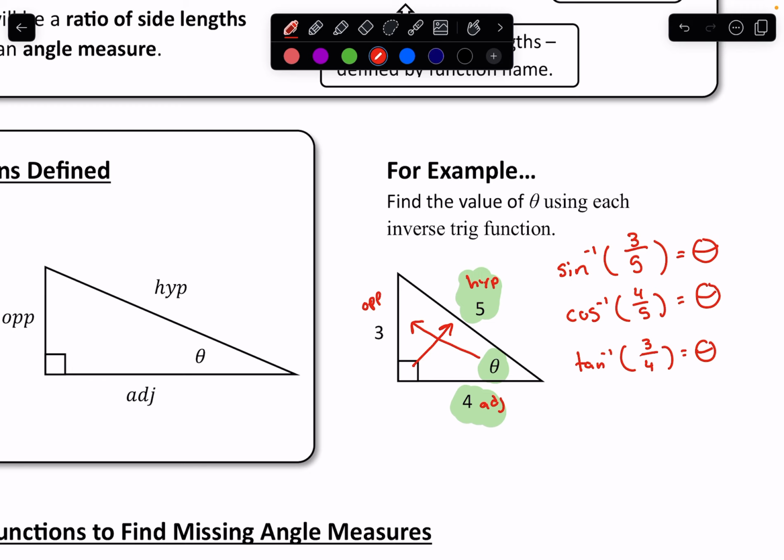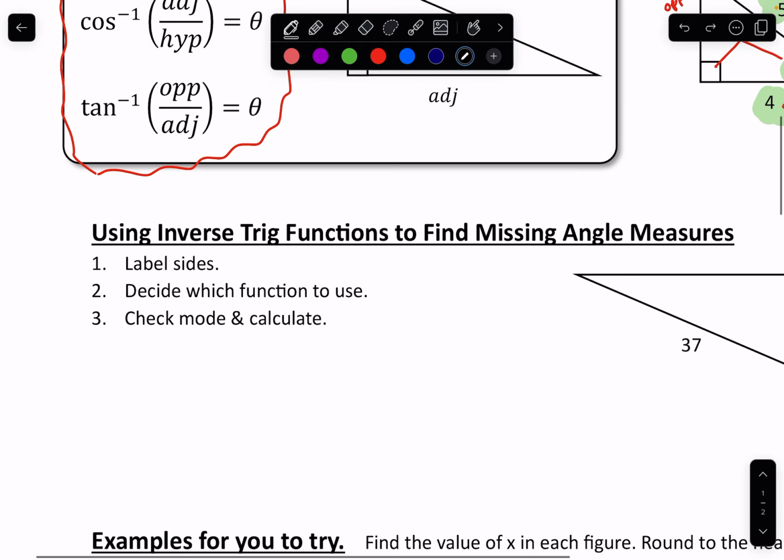So what's nice about these is you can pick whichever one you want, assuming you know all three sides. If I didn't know the adjacent side, I wouldn't be able to use whatever I wanted. I would have to use sine because sine uses opposite and hypotenuse. But if I know all three sides, then I can pick whichever ratio I prefer on my calculator.